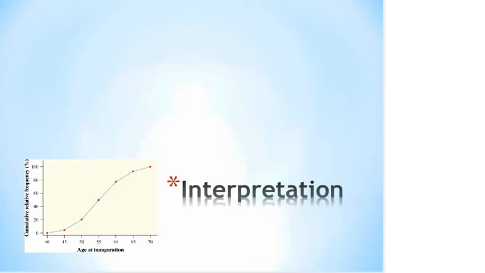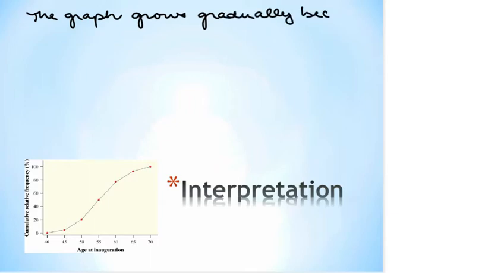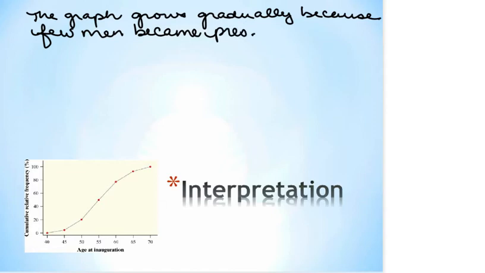So here's a picture that's much nicer than the one that I just drew for you of the same graph. And what I want to know is, how do we interpret this? Well, the graph grows gradually because few men became presidents in their 40s.